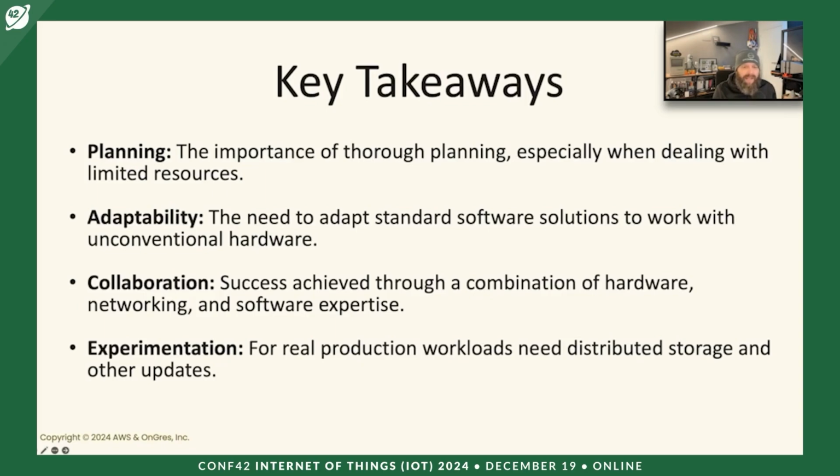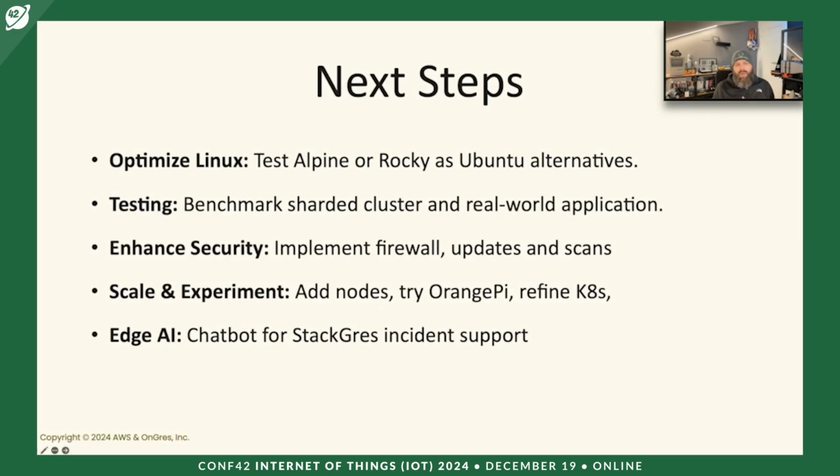We got people from StackGres helping us validate some of the configurations, helping us with the compiling of the Envoy proxy, and we brought other experts to take a look. But moreover, experimentation. If you want real production workloads, you need distributed storage and other kinds of updates that we didn't consider here because this is a work in progress so far. And when I mention work in progress, we're not stopping here. It's been like 7-8 months of project, but we want to optimize Linux.